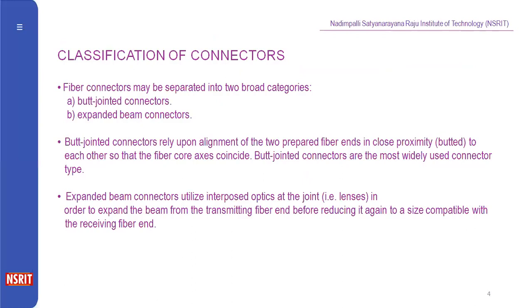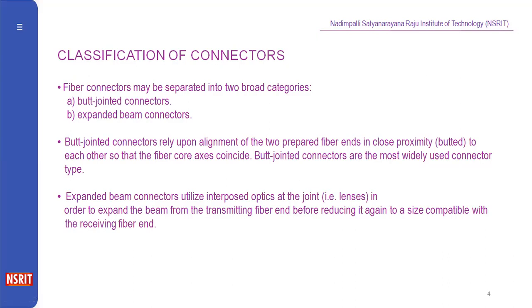Now, classification of connectors. Fiber connectors may be separated into two broad categories: butt joint connectors and expanded beam connectors. Butt jointed connectors rely upon alignment of the two prepared fiber ends in close proximity to each other so that the fiber core axis coincides. Butt jointed connectors are the most widely used connector type.